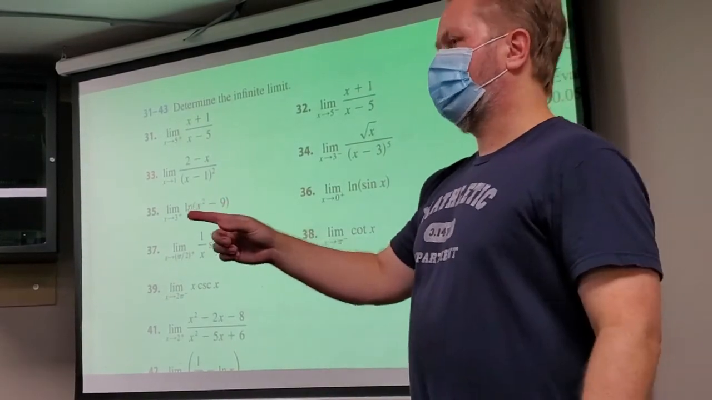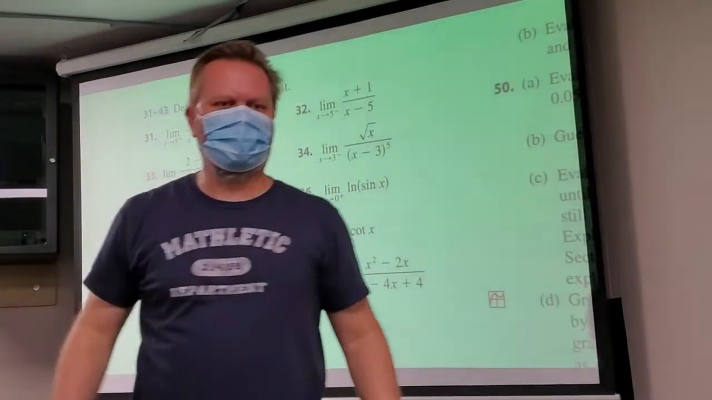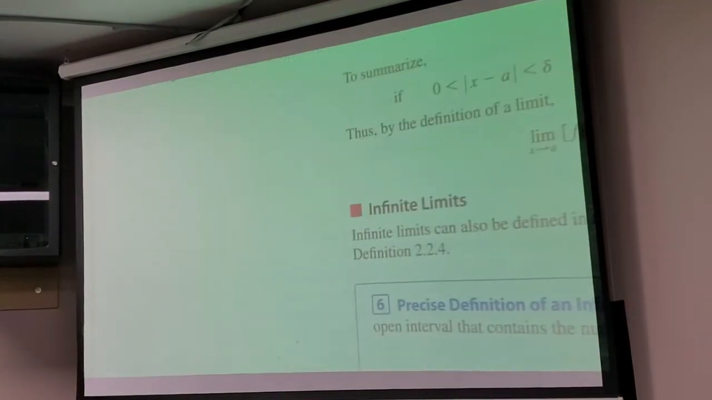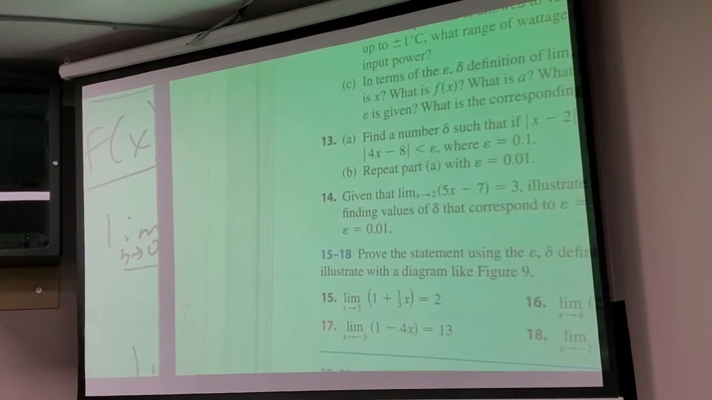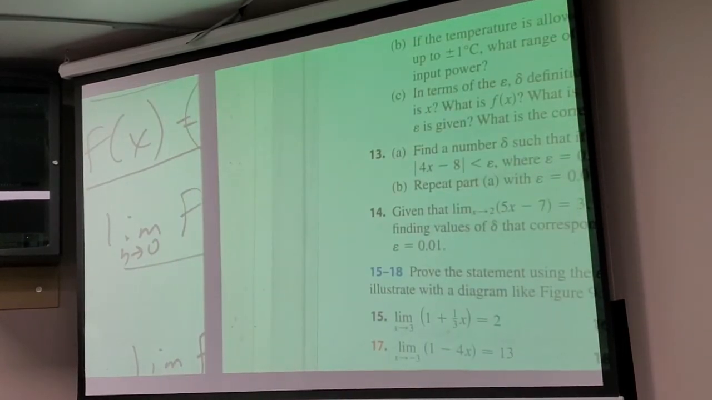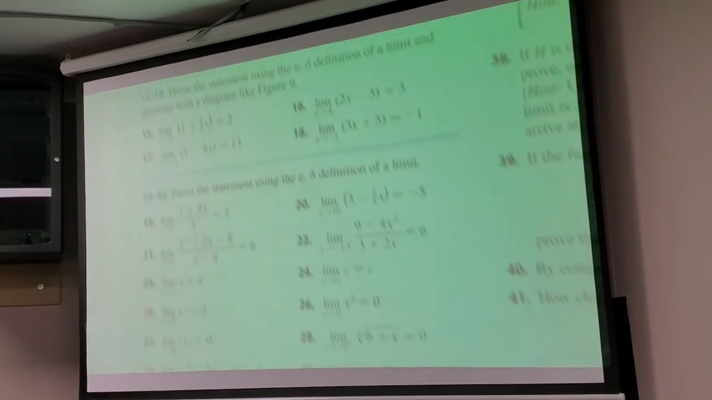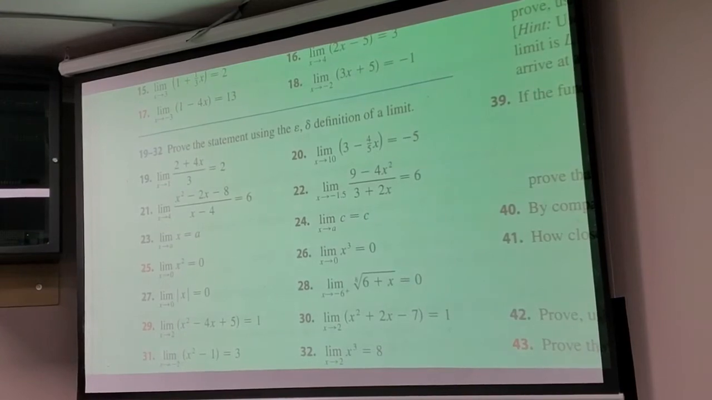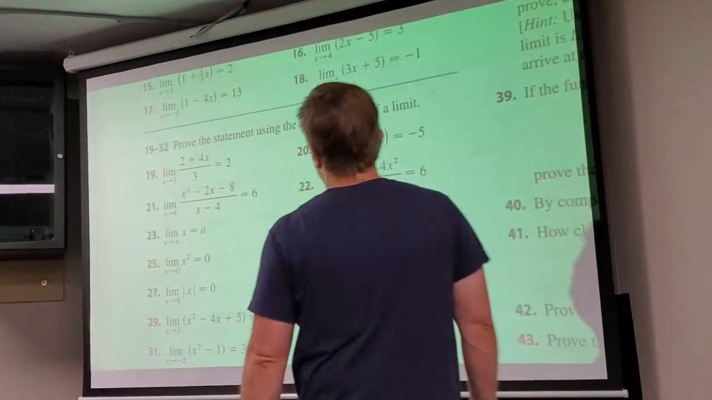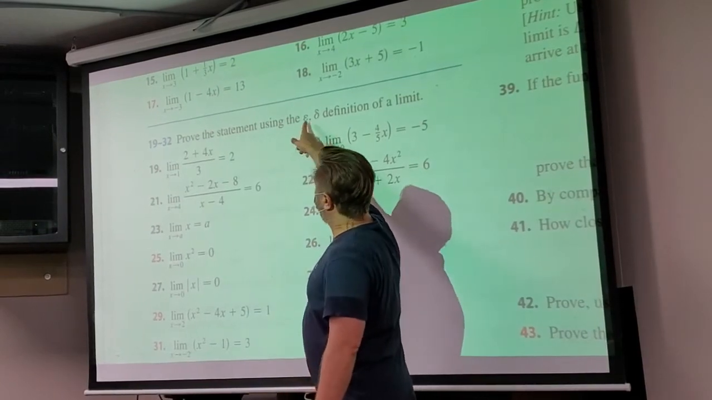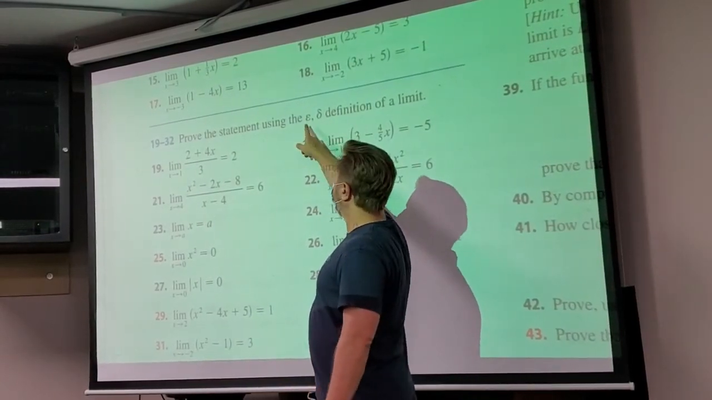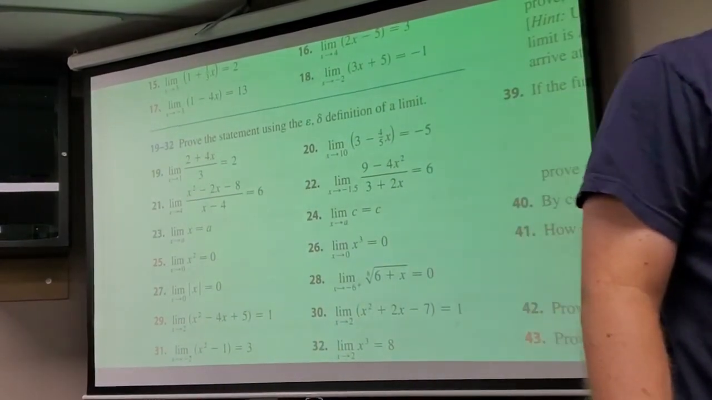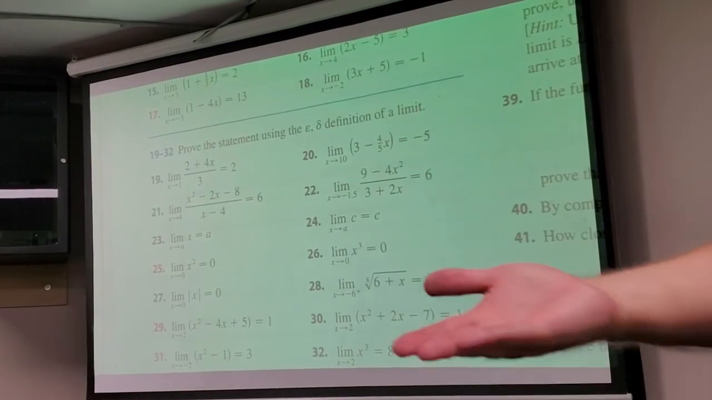Page 114, numbers 19 through 32. What is that weird looking 8? Oh, is that a delta? This is what delta looks like in the font they use. It's what epsilon looks like. It's what delta looks like. Their delta kind of got smushed.